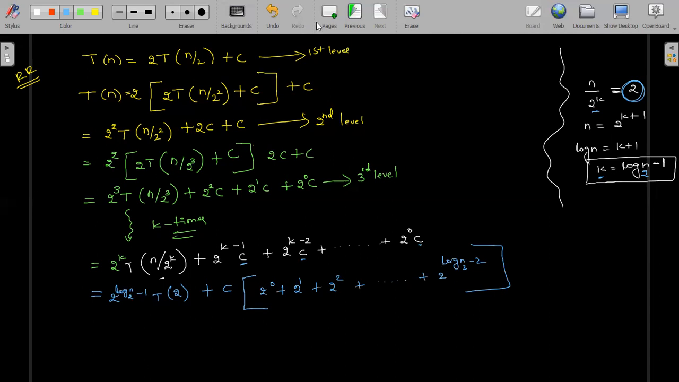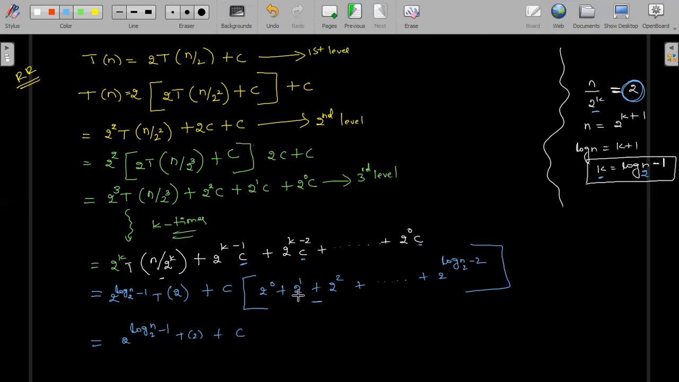Clear here? Everybody clear? Okay, fine. Now, anyway, this is a constant. We know that one. Again, this is a series, GP series. So that is equal to 2 power log n base 2 minus 1, plus, T of 2 here, we are missing that. Plus C into here. Actually, it's a series, GP series.